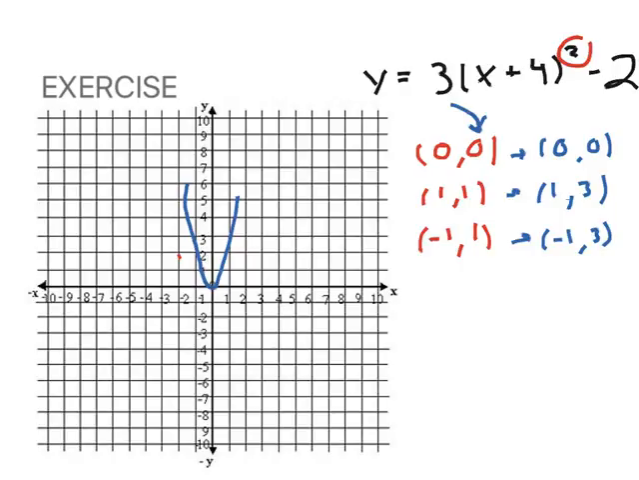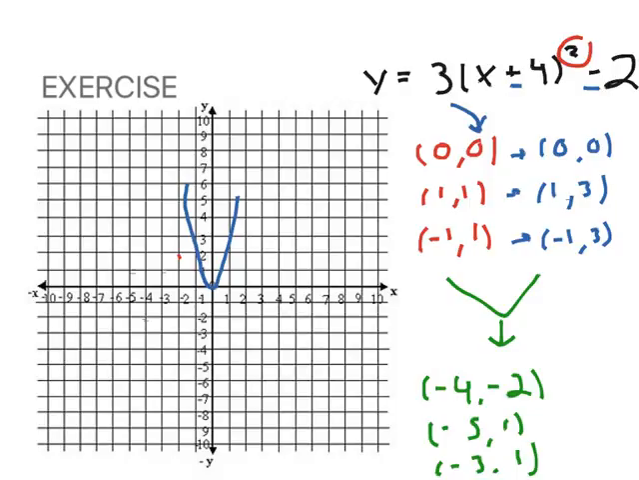Now we'll move 4 units to the left because we have a plus here, and 2 units down. And after we moved our points 4 units to the left and 2 units down, our new coordinates will be (-4, -2), (-5, 1), and (-3, 1). We have to remember it is pretty important to move point by point so we don't get confused. Now we just have to match the points, and here we have our new sketch.